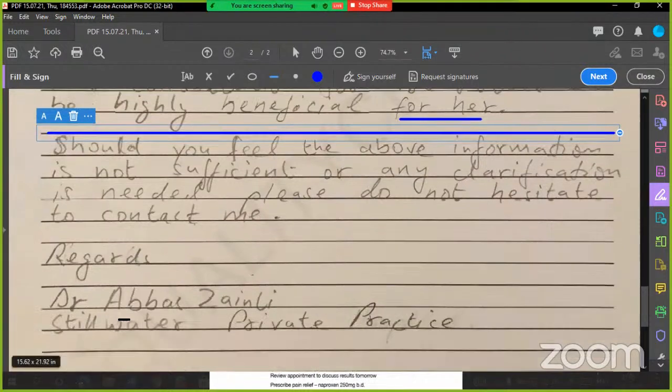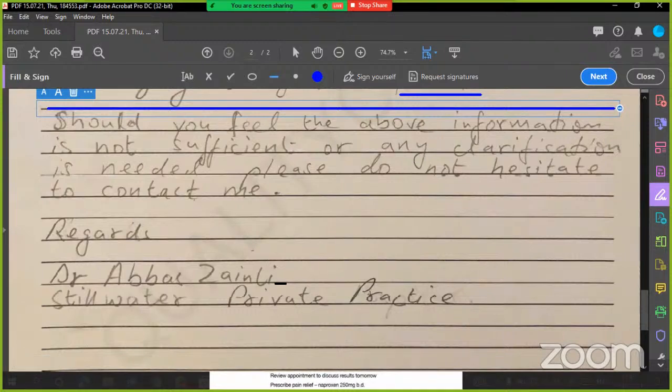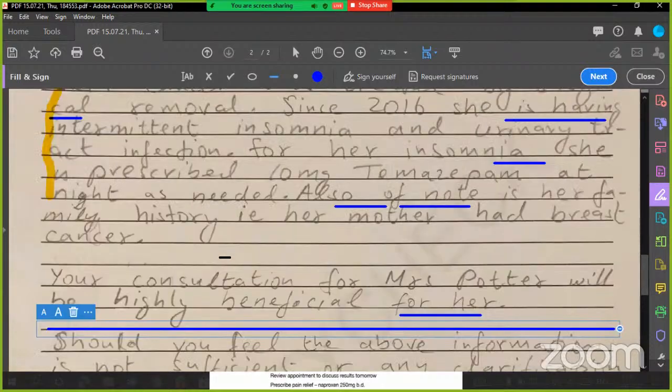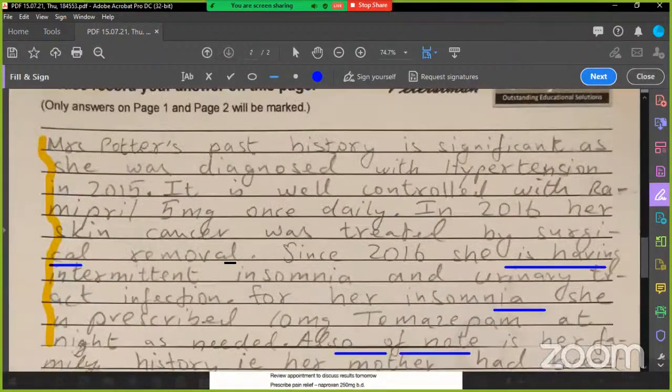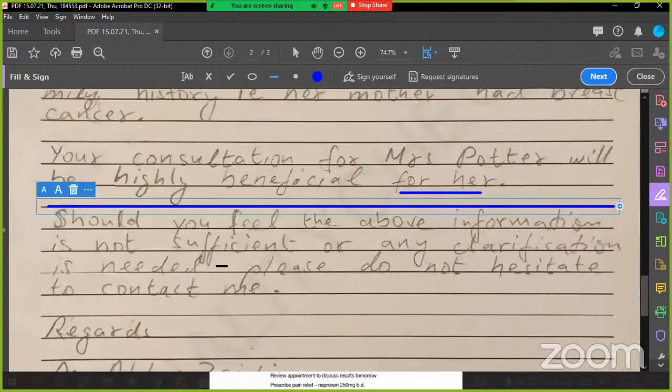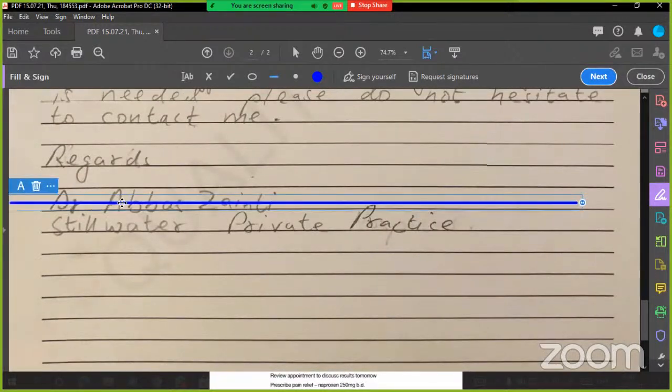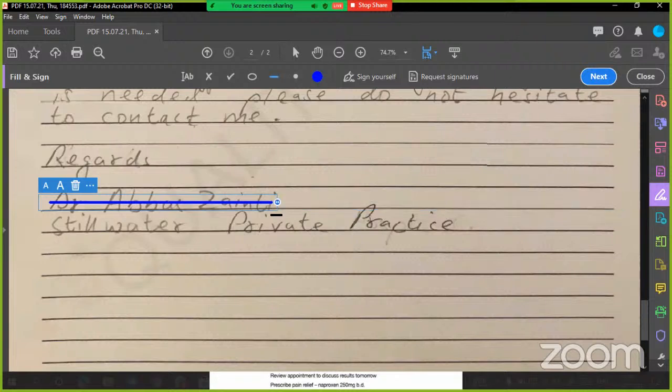Regards, Dr. Abbas Zainli. So you don't write your name because the name is not given there. Just leave it. If they give some name, then you write. If they don't give any name, don't write. So avoid this one because they did not give any name for you. So leave 2 lines.